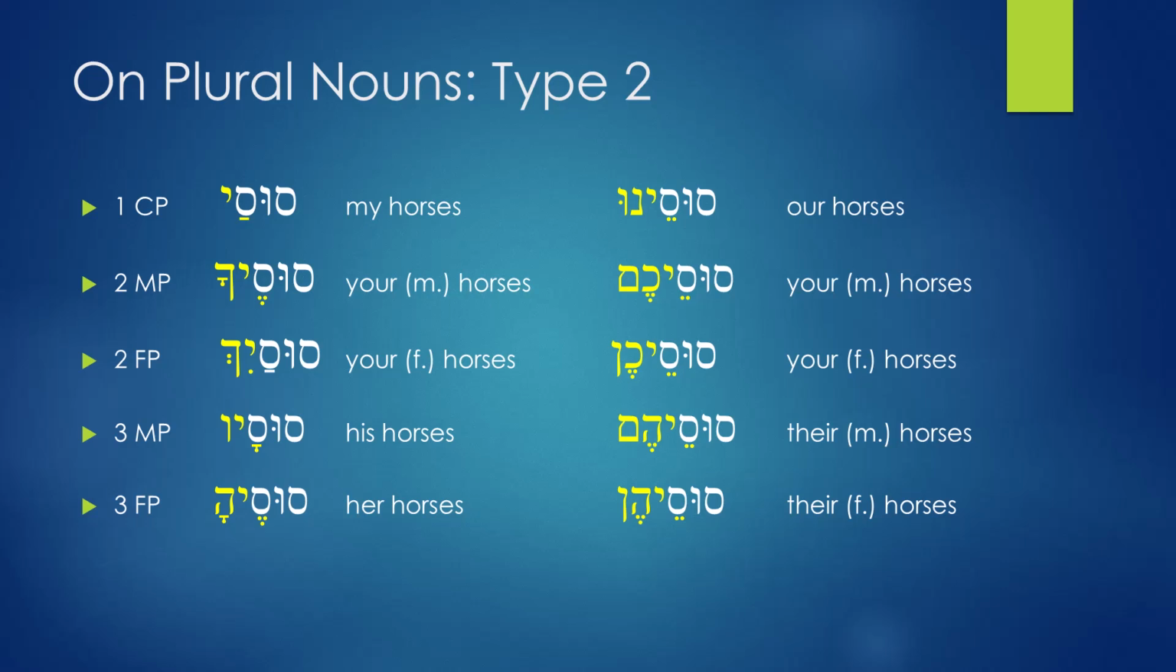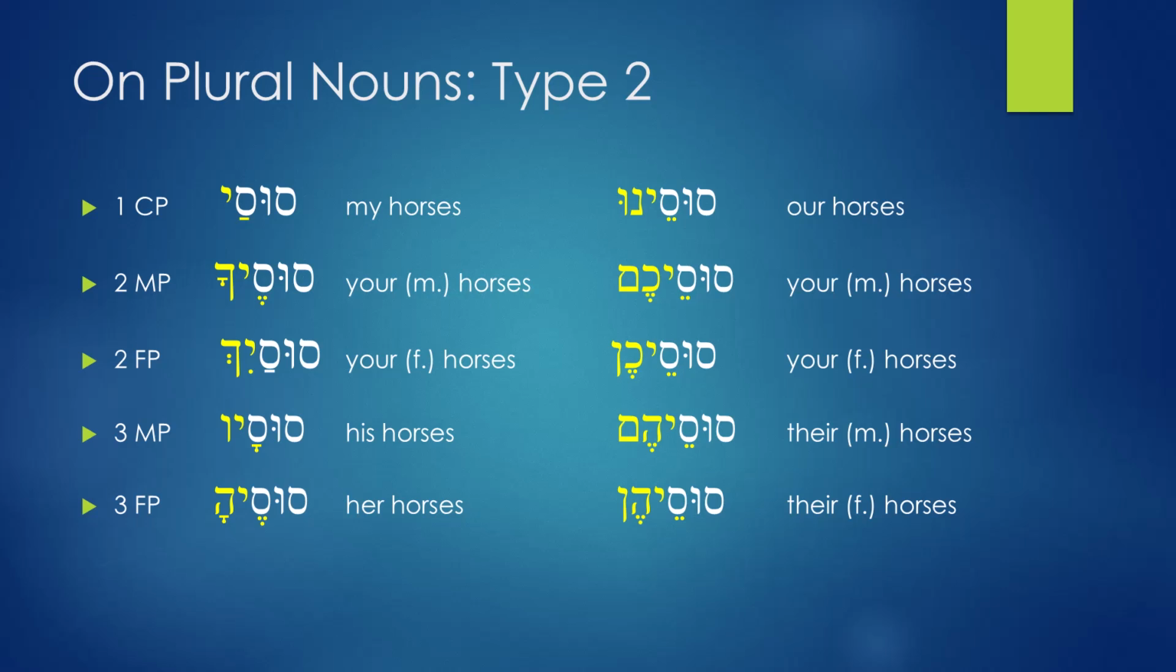Remember the nu means our. So our horses, susenu. And second person masculine, in the plural you have susechem, and that means your horses. Second person feminine plural you have susechen, and that means your horses. Third masculine plural you have susehem, so it's their horses. So third person feminine plural you have susehen, and that means their horses.